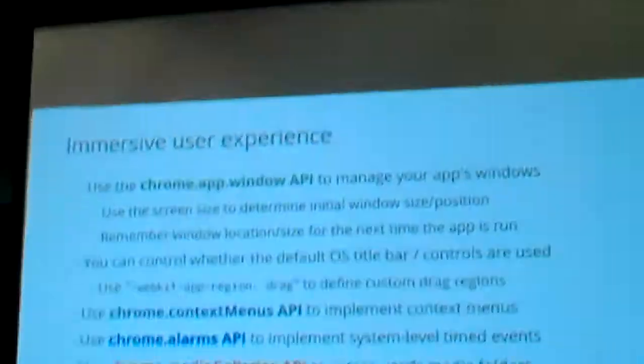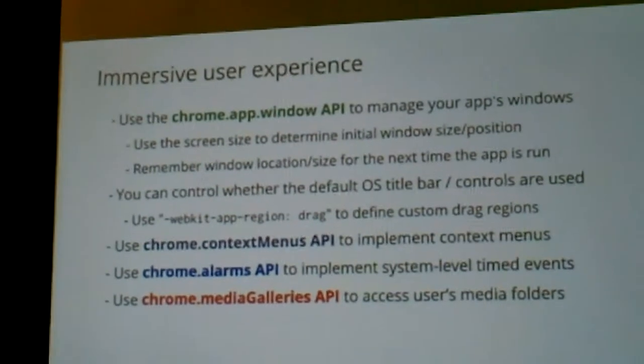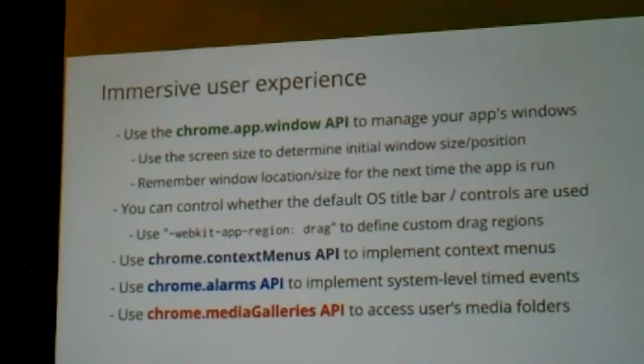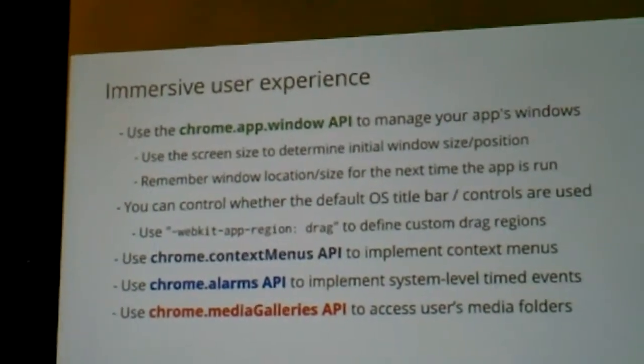There's an alarms API. There's an API for getting access to media galleries. So for example, if you want to get photos or video or audio from the user's computer, again, all of this stuff is behind permissions, obviously, but there's APIs for doing all of this native platform integration.